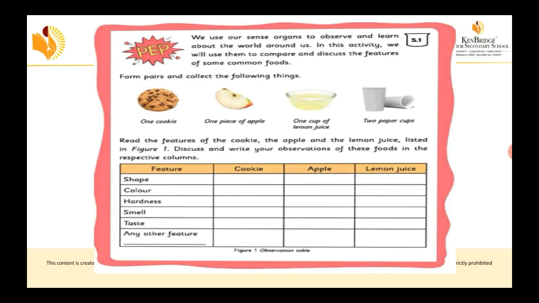What is the color of a cookie? The brown color. What is the color of an apple? Red color. And the color of lemon juice is white. So like that you should fill this tabular column: hardness, smell and taste.